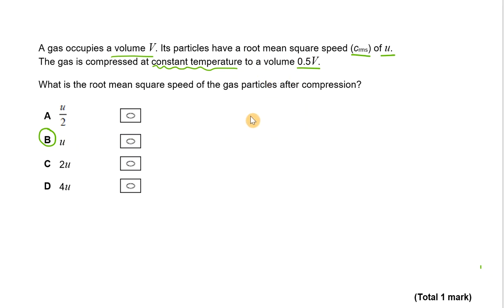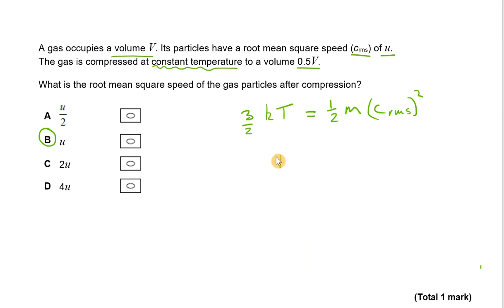We just need to use the equation that tells us that 3/2 multiplied by the Boltzmann constant and temperature is equal to half times the mass of the particle multiplied by the root mean square speed squared. So what's the key takeaway here? Well, we're not changing the mass of the particles, we're not changing the Boltzmann constant because it's a constant.